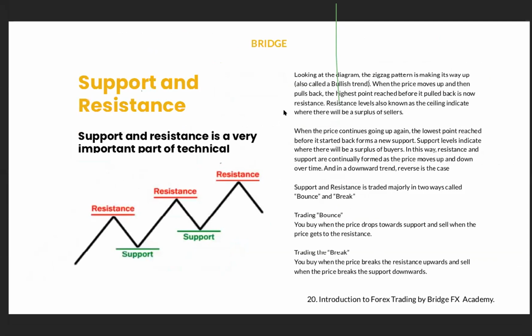So I believe I've been able to make it very simple. Resistance represents the ceiling, while the support represents the floor. Anywhere you are, there's always a floor, there's always a ceiling. Whatever room, whatever mall, office, there will always be a ceiling ahead of you. There will always be a floor under you.